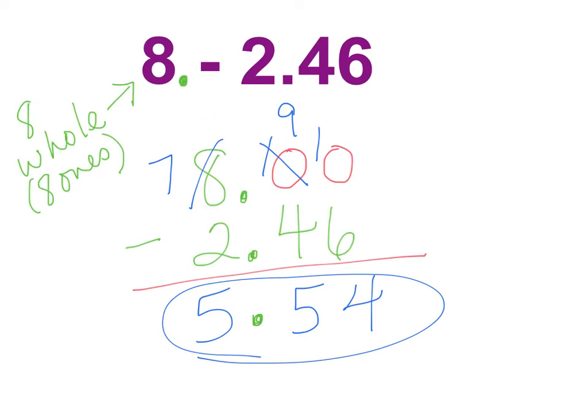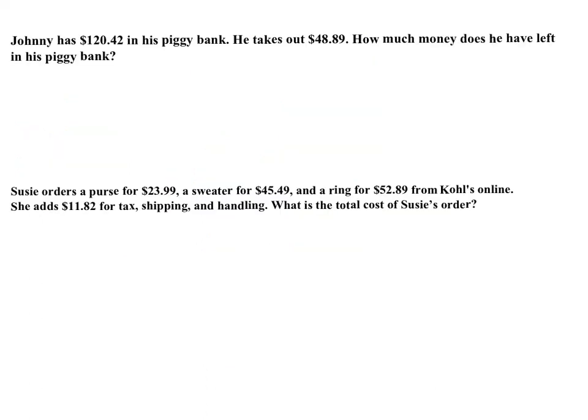I'm going to go ahead. That was on your pretest. So, Johnny has $120.42 in his piggy bank. He decides to take out $48.89. How much money does he have left in his piggy bank? These buzzwords are telling us to subtract. So, you always subtract from what you start with.